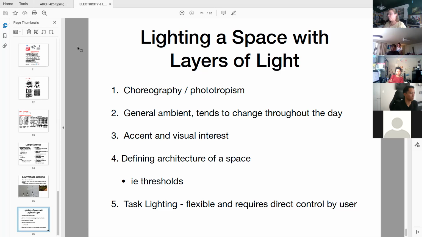Then your pop and your wow is your accent. And use that lightly and sparingly when you want to attract someone's attention to a certain feature or a thing, like a statue or a painting, something that you want focus on.